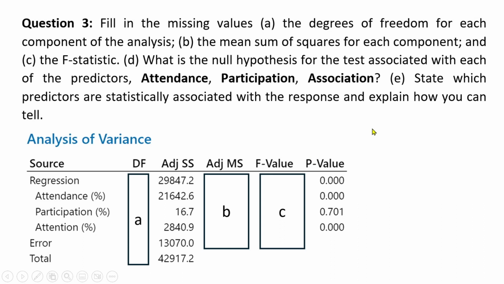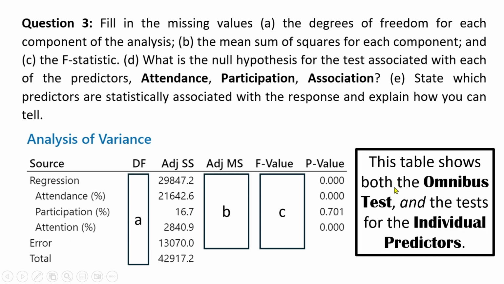Right, next question. Looks like we're going to fill in some missing values in our analysis of variance table. Notice that this table now includes rows for each individual predictor. So it still includes the row for the omnibus test, but now it's including the individual predictors.